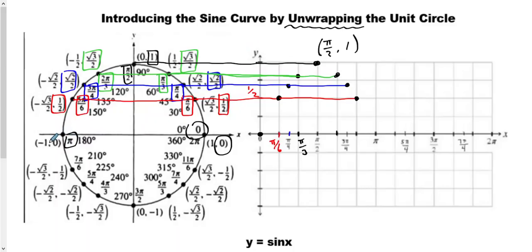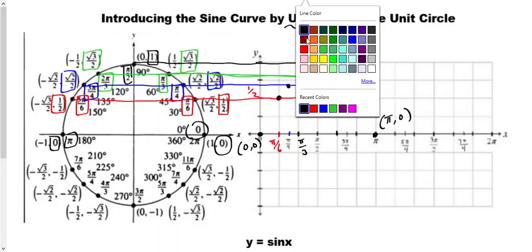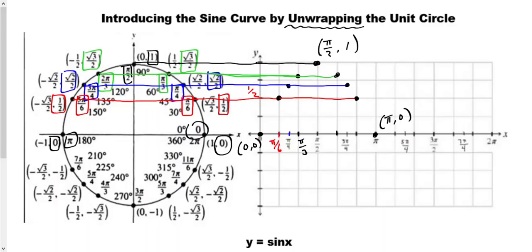Once we hit pi, we are now back at a height of 0. So we went up to 1 and then back down to 0. So that means that this point will be the point pi, comma, 0. Okay, let me go ahead and label our starting point too. That was 0, 0. We'll need those in a little bit. Halfway around, and we've got halfway to go.